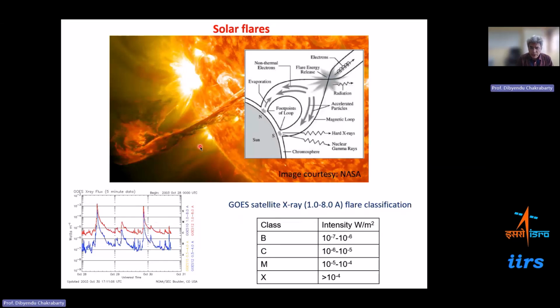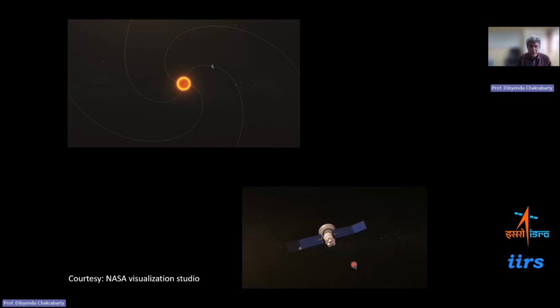And these are solar flares, and there are different classes of solar flares. The X class is the strongest solar flare, and the B class is the weaker solar flare. So this is how it is. In terms of intensity, each class is one order lesser in intensity coming from the Sun. Then there are particles.